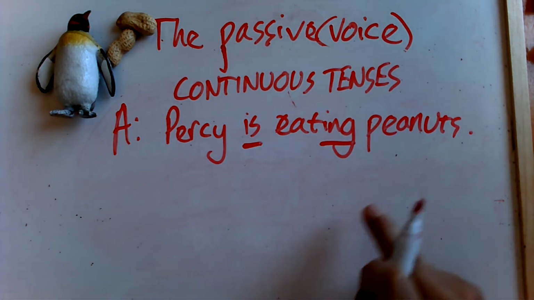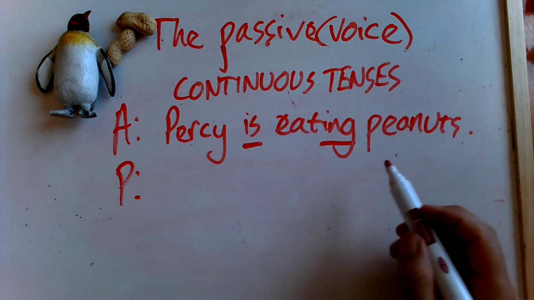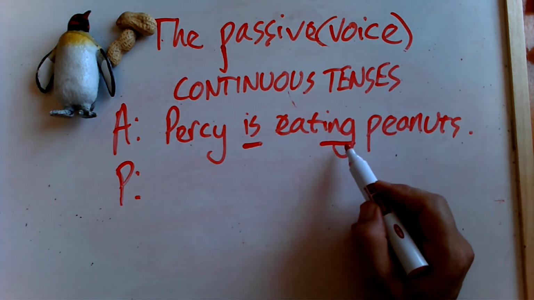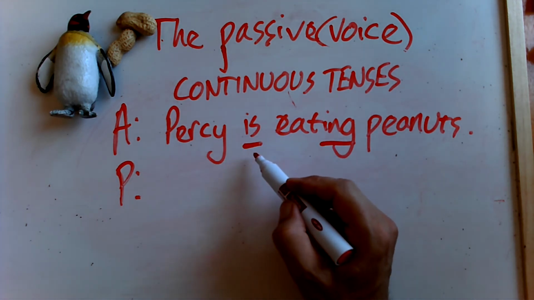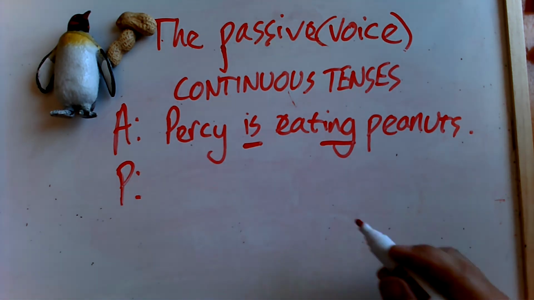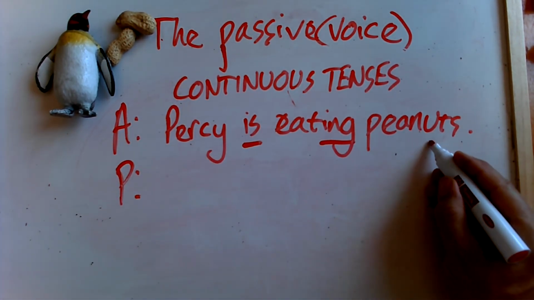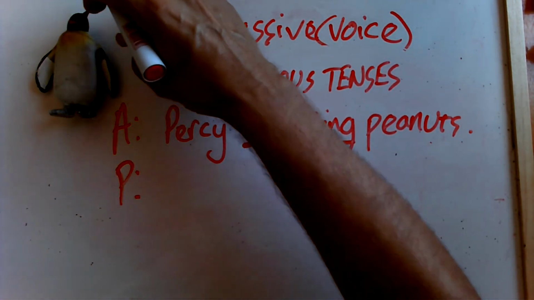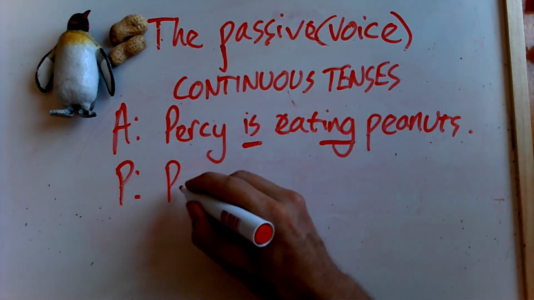Percy is eating peanuts. For continuous tenses, we have the verb with ing after it, and we're going to have some kind of construction here with some form of to be already. In this case, Percy is, because Percy is singular. Okay, and it's in the present continuous. Again, we move the object, the peanuts, to the beginning of the sentence.